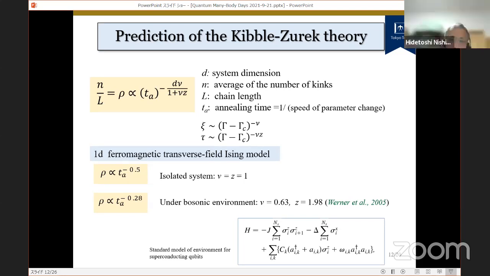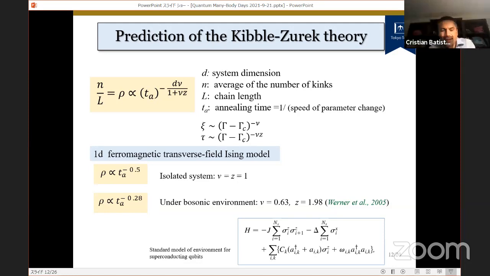Yes, if we introduce a different model, the exponent may be different. For instance, if we introduce sigma x here instead of sigma z, the exponent becomes different. But we believe that this sigma z is closer to the real situation in the real chip.